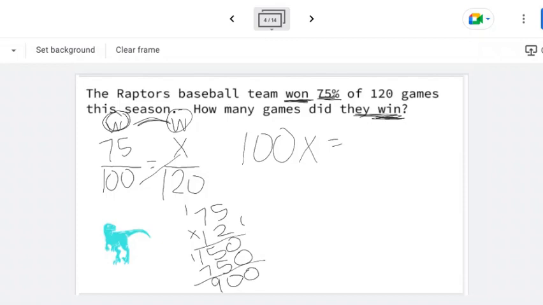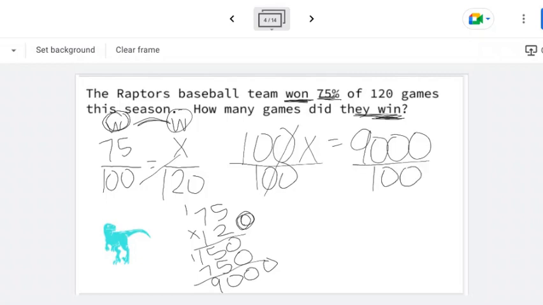Now, it was 120, right? So I got to make sure I add that 0 back. Okay, so I have 9,000. So what do we do? Divide by 100. Right? We like when we get to divide by hundreds when there's lots of zeros involved. So cross off 2, cross off 2. Well, 90 over 1 is the same thing as 90.